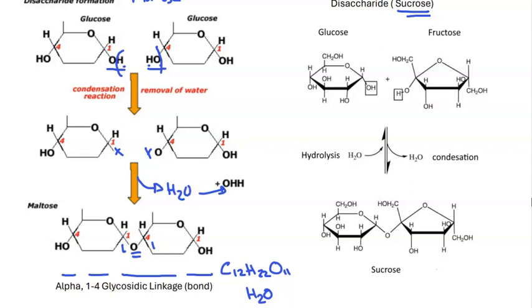Contrast that with the formation of sucrose, a disaccharide which is a glucose plus a fructose. And in this case, the bond is formed between carbon 1 on the glucose and, counting 1, 2, 3, 4, and 5, carbon 5 on the fructose. So this is glucose and this is fructose. And so here we have a 1,5 glycosidic bond.